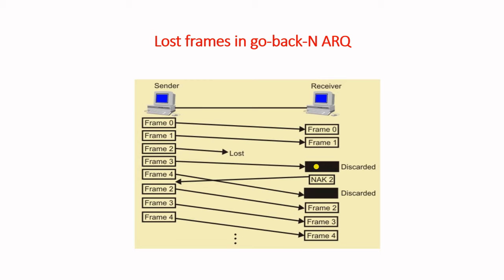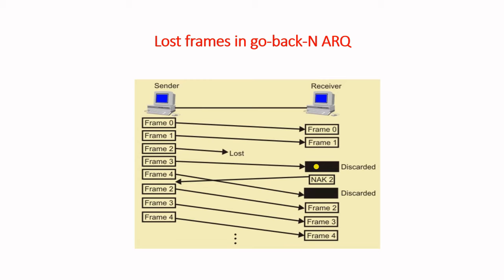After that, frame 3 is sent by the sender and it was discarded by the receiver. Frames are numbered for the sake of simplicity. So for this, the receiver discarded that frame 3 and sent the negative acknowledgement for frame 2, which was lost during the transmission.